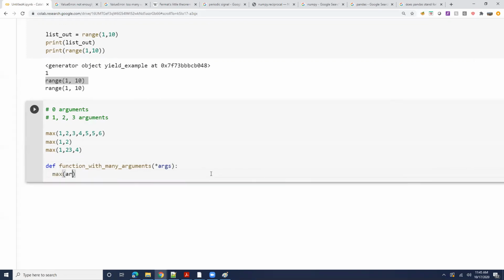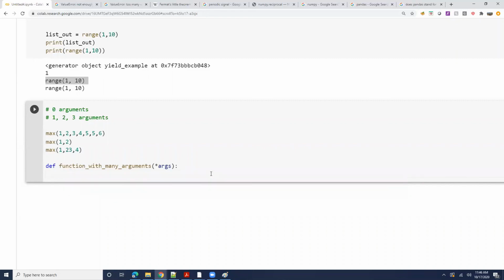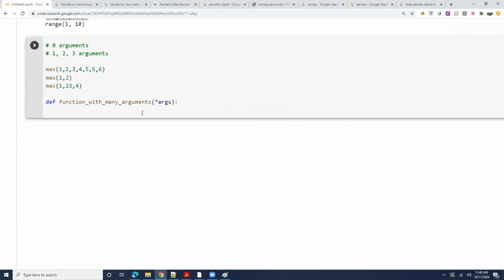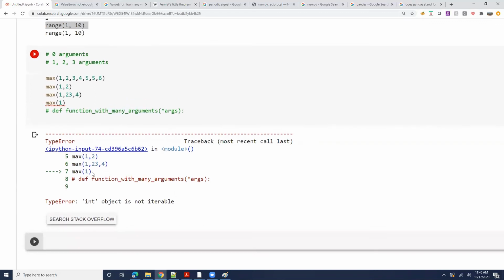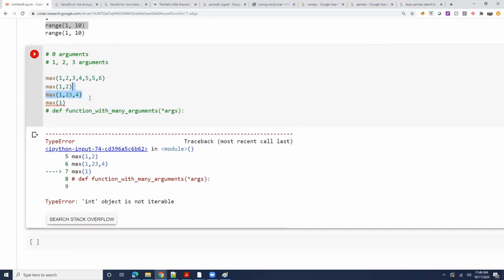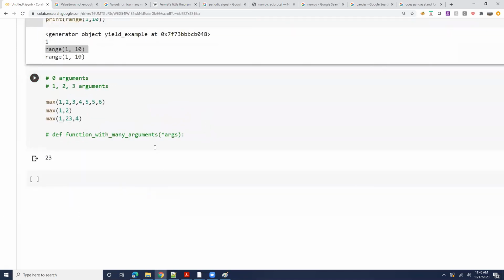And then you do max of args. Oh, yeah, sorry, I didn't even see what you guys said. Try and accept, yes. Does max work with one argument? I don't know. Let's see. Does max work with one argument? Looks like max doesn't work with one argument. It needs at least two arguments. So max needs at least two arguments.